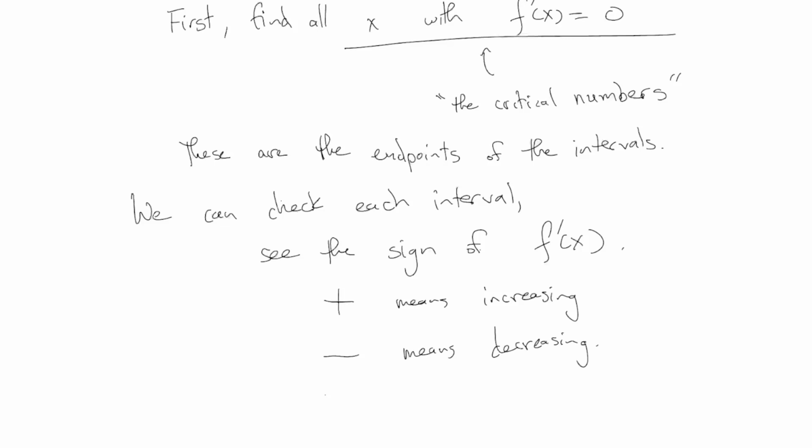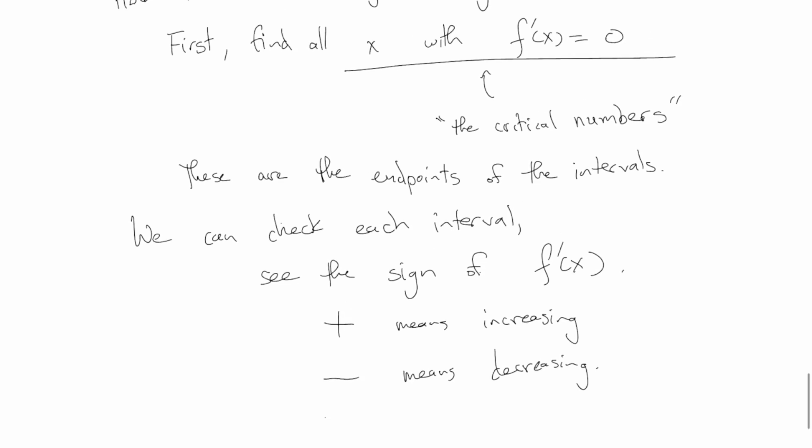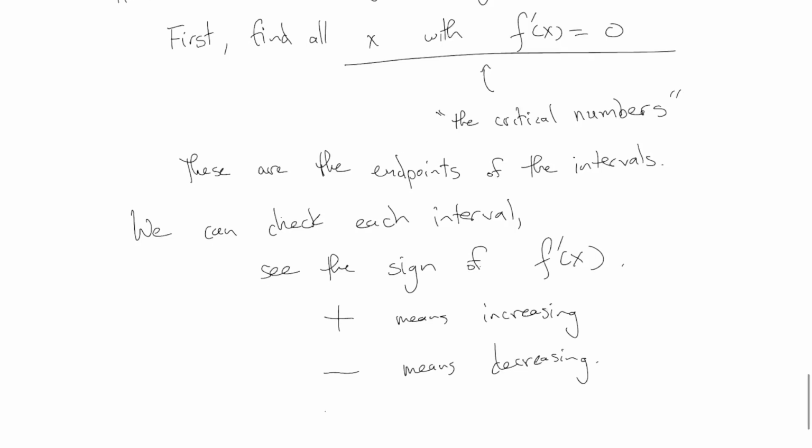All right. So what you can see on the screen right now kind of describes the entire process. It's going to take you a few minutes to do each of these problems. You find all of the critical numbers first. Those make the endpoints of your intervals. And then you check the signs of the derivatives on the insides of those intervals to see if they're positive or negative. We're going to do a bunch of examples like this. All right? This is the setup, though.